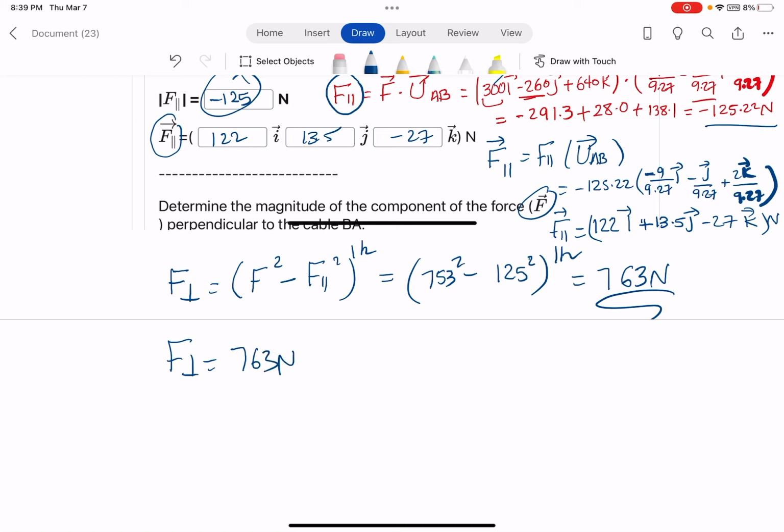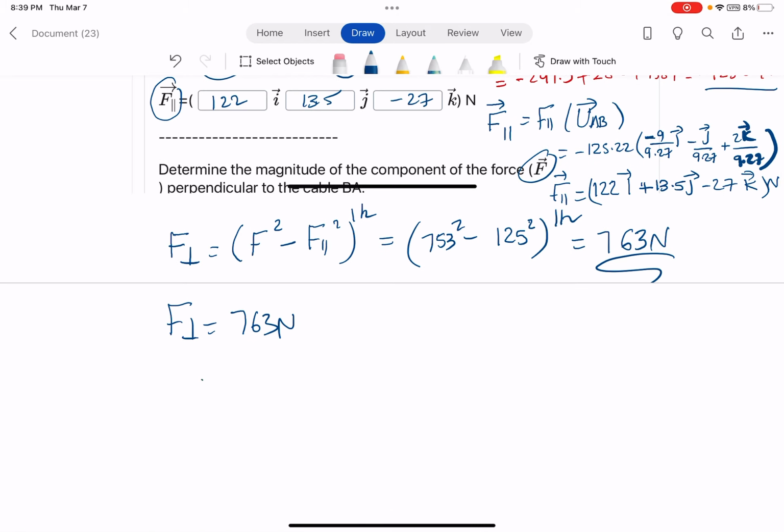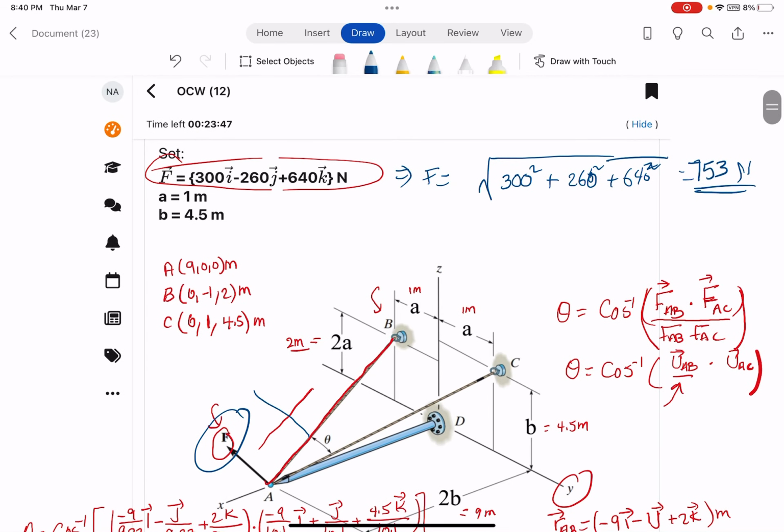What will happen if you want to do it in Cartesian format? That's okay. If you want to find out the force perpendicular in Cartesian format, you multiply 763, the magnitude, times the unit vector AB. And the unit vector AB, we have it here. So you could convert the magnitude into Cartesian, into IJK. I think this is it for this problem. Thank you.